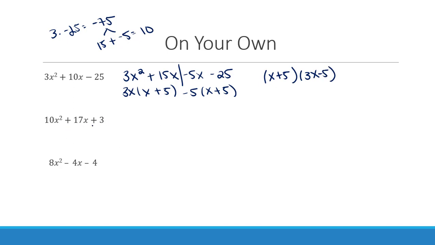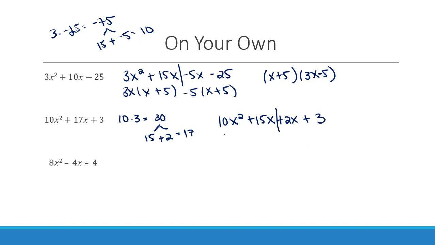Is there a GCF of all of them? No, there's not. I'm going to multiply A and C together, which is going to be 30. I'm going to see what adds to give me 17, which is going to be 15 and 2. I'm going to rewrite 15 and 2 in the middle.